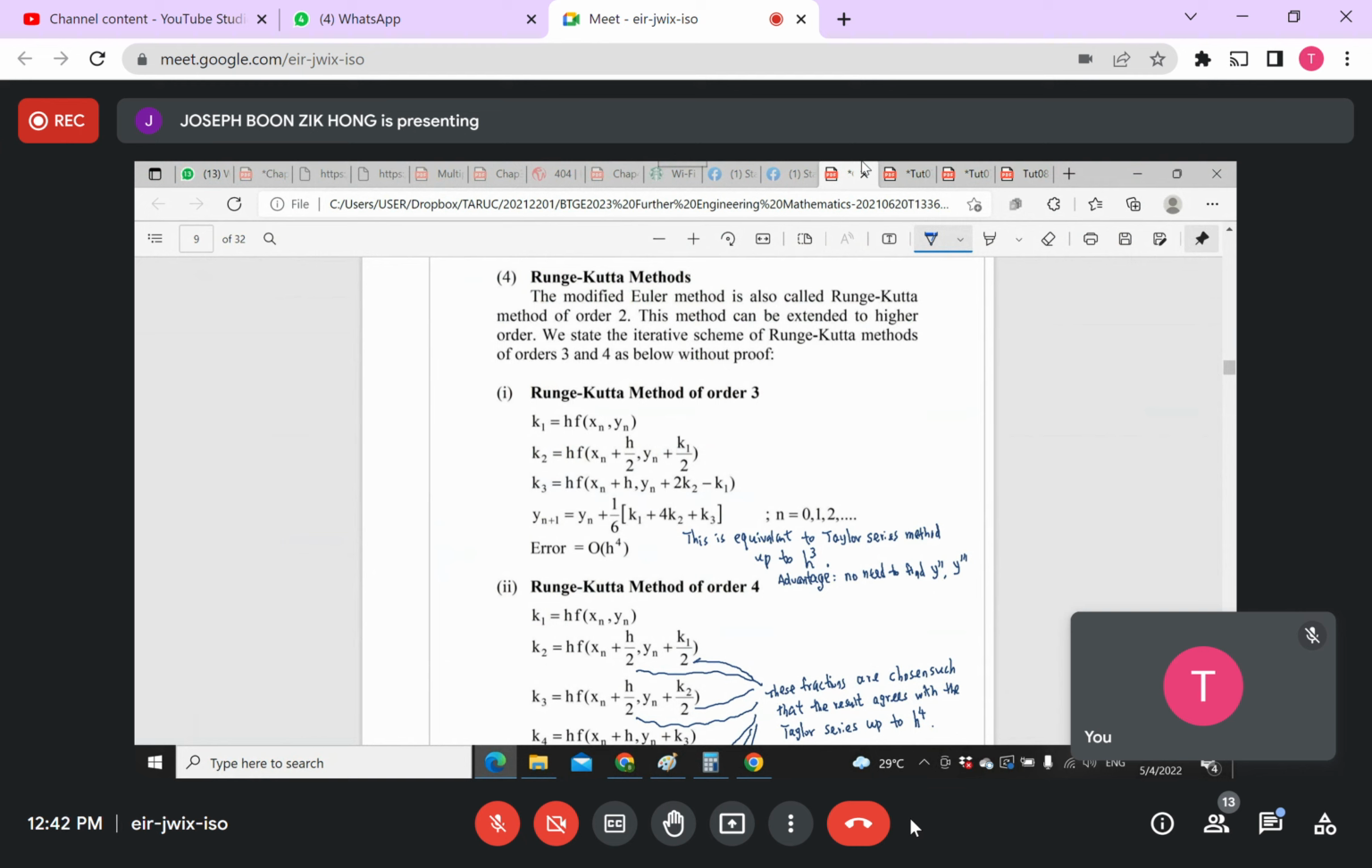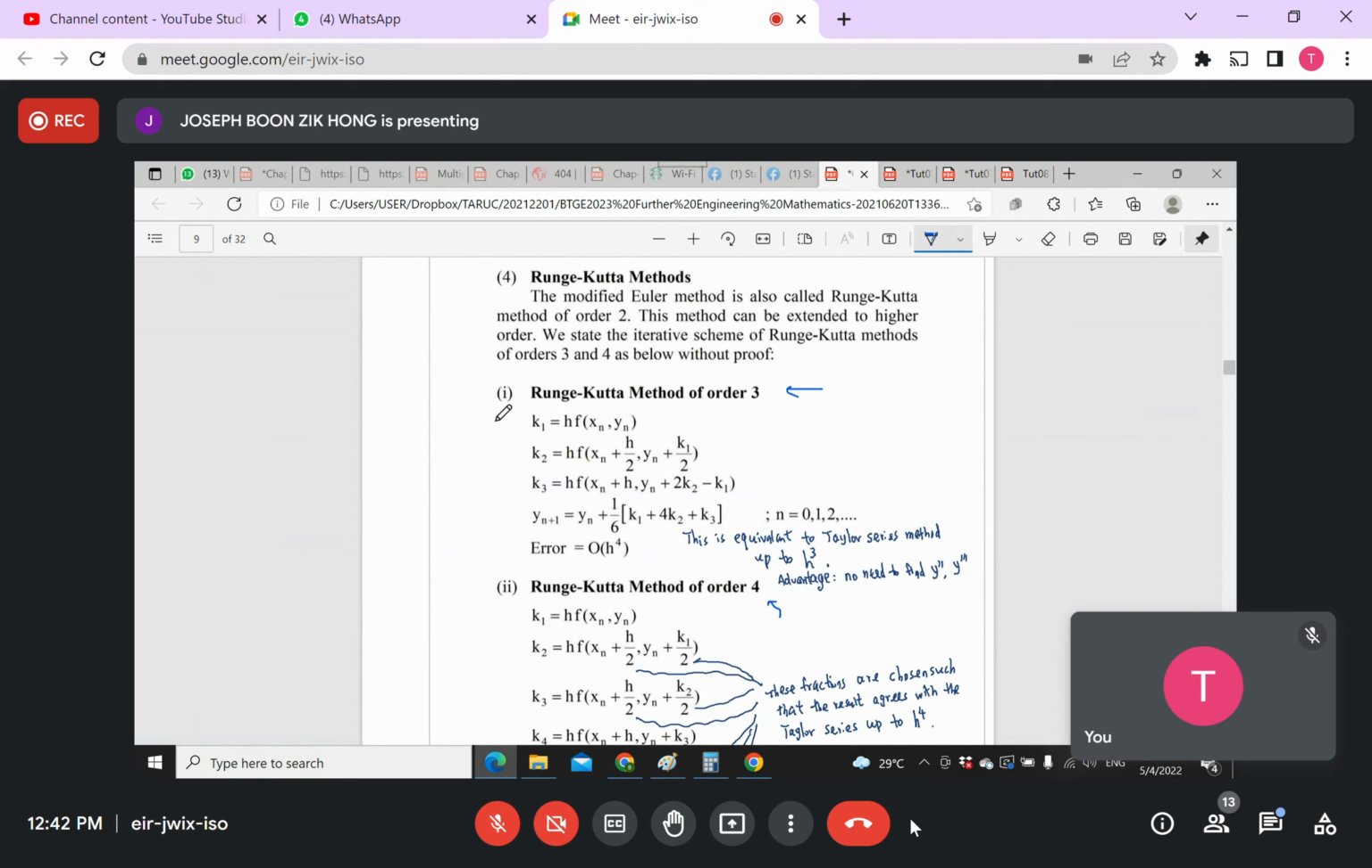But Runge-Kutta is a very long method. So if you want to do one step, you need to take a lot of time. Okay, so let's have a look. We have two types of Runge-Kutta, actually more than that, but here we just look at two types. One is order 3, one is order 4. So what is the difference?